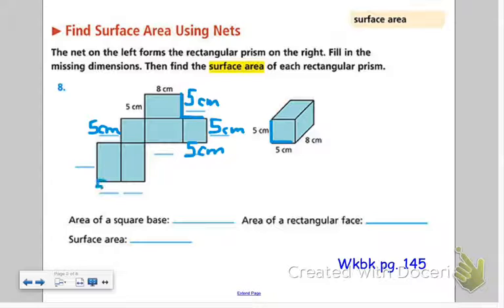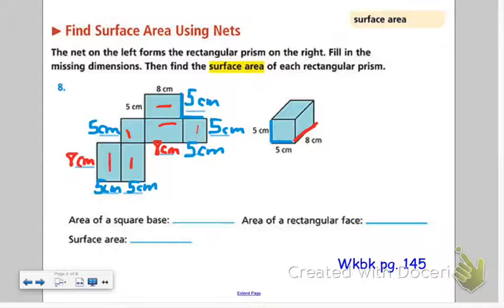So that means all the edges, I should say the widths of the rectangles, are 5 centimeters. The length of the rectangular prism, though, if you see here, is 8 centimeters. So all the lengths of the rectangles are going to be 8 centimeters. So I can use those measurements to find my surface area. I need to know the area of every single face. I need to know the area of all the different rectangles and the area of the two squares as well.